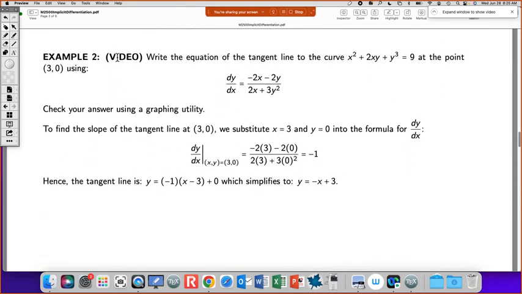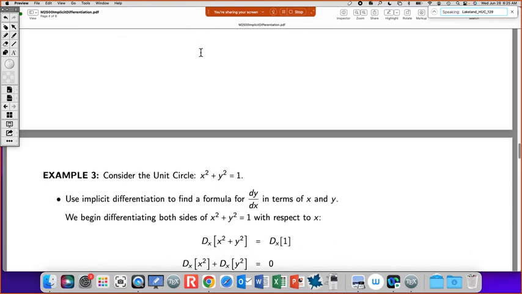All right, example 2 is a video. So here's the derivative. Basically, you're going to rework this problem. This is on the same curve, except we're looking near the point (3, 0) instead of the point (-4, 1). All right. So you plug it in, and you get your tangent line. And then you check it.